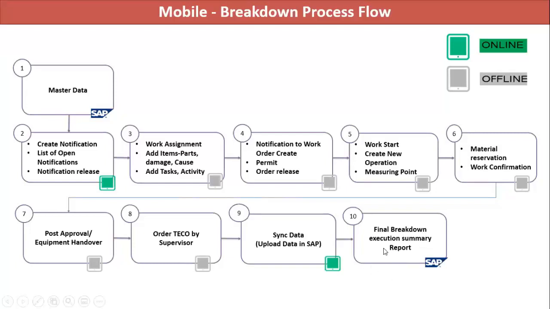This report will be available for all time. Like in an audit, if the auditor is asking to show the maintenance of that specific equipment, you just have to enter the order number and you will get the whole summary of that specific equipment. So these are the process flows. Now I will demonstrate the actual flow, like how the user can do the maintenance activity on the field.